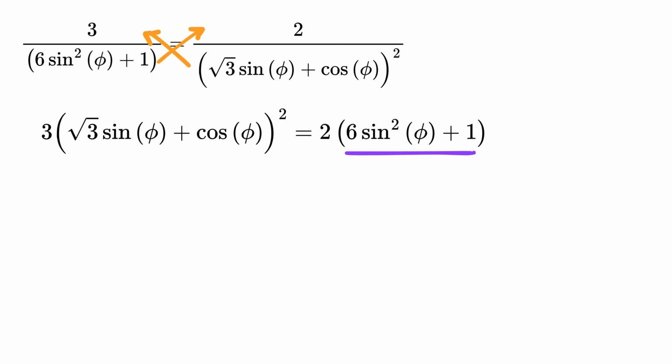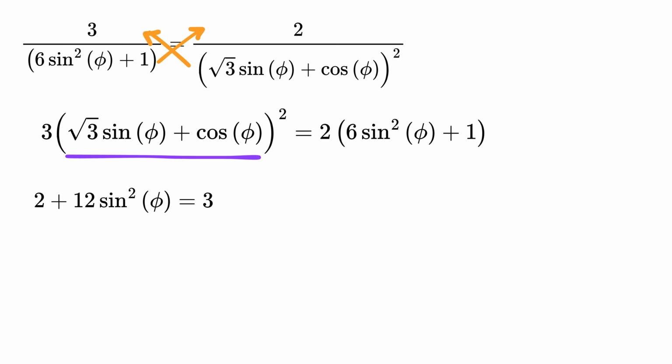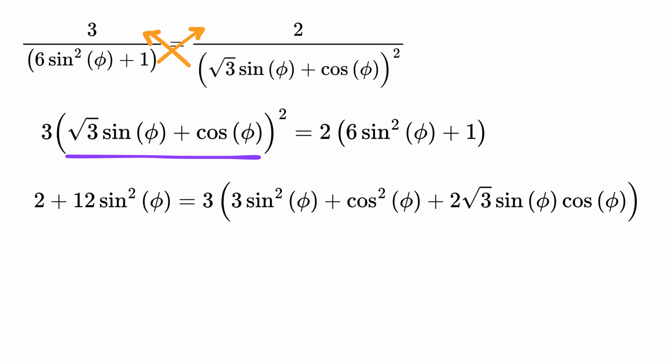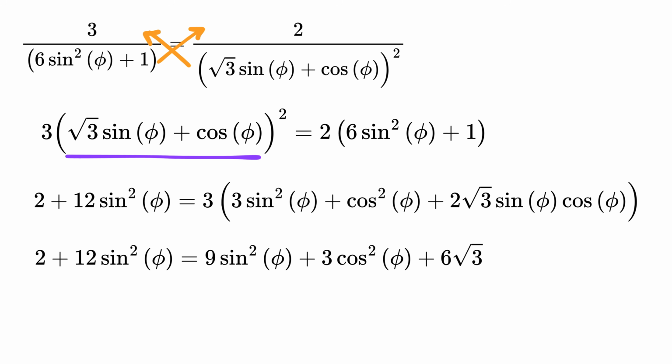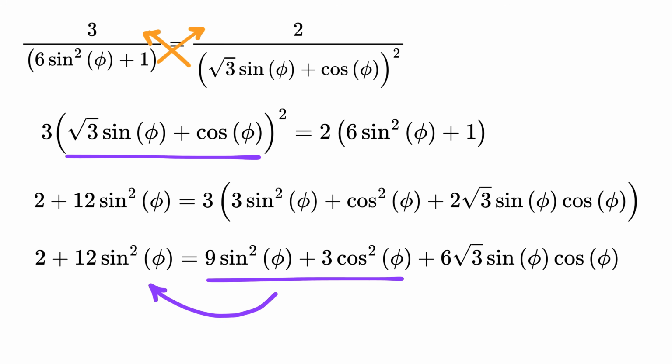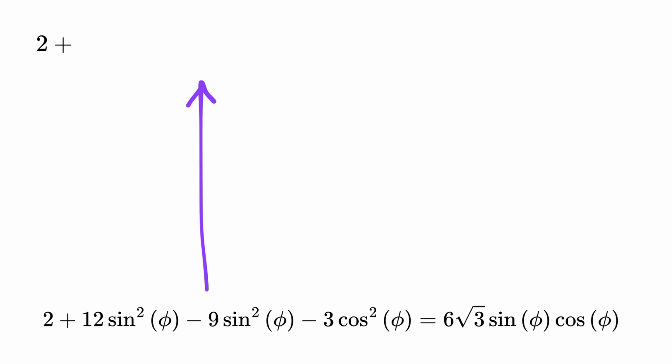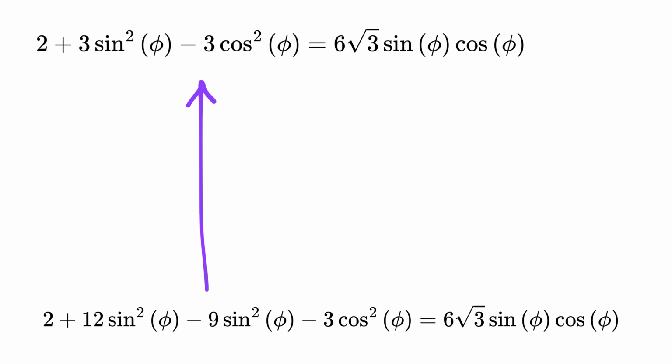Then expand this to get 2 plus 12 sine square equals 3 times, expand this to get 3 times sine square plus cos square plus 2 times root 3 times sine times cos. Multiply them with 3 to get 9 sine square plus 3 cos square plus 6 root 3 times sine cos. Now take both of them here to get this. This will become 2 plus 3 sine square minus 3 cos square equals 6 root 3 times sine cos.